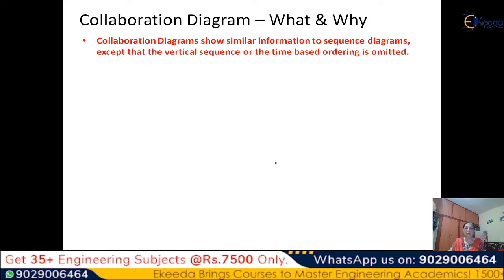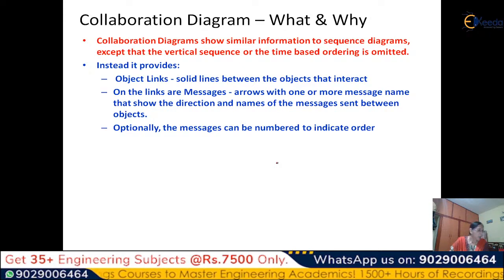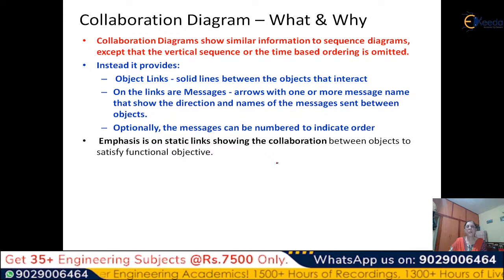Now we come to the third one, the collaboration diagram. The collaboration diagram shows similar information to the sequence diagram. In fact, sometimes we make the sequence diagram and sometimes we make the collaboration diagram. If we are not interested in time-based ordering, then we can go for the collaboration diagram. But if we are interested in time-based ordering, then we have to go for the sequence diagram.